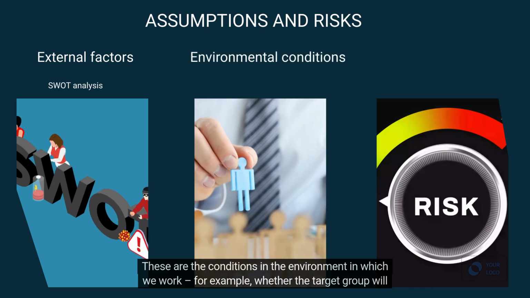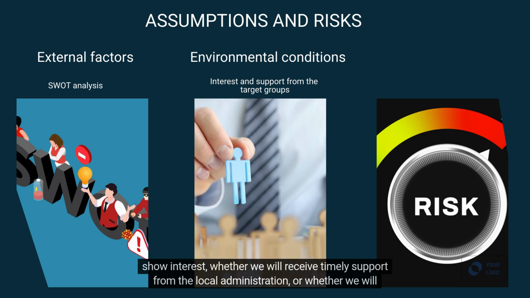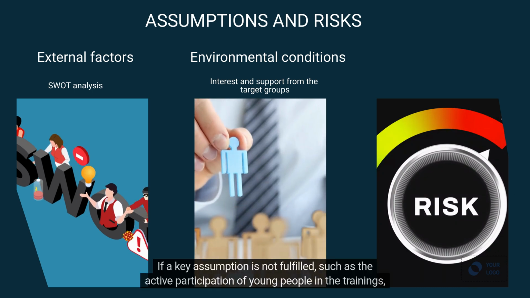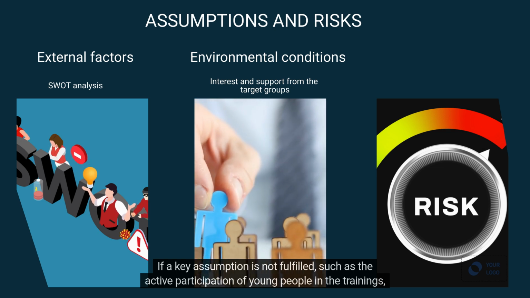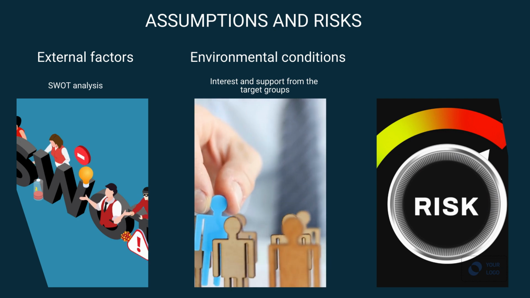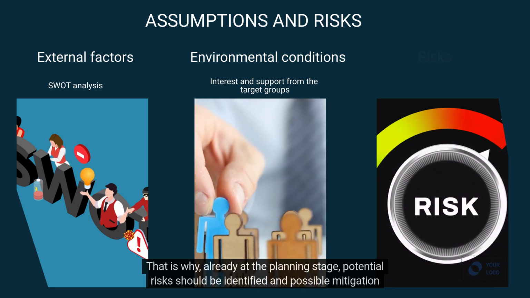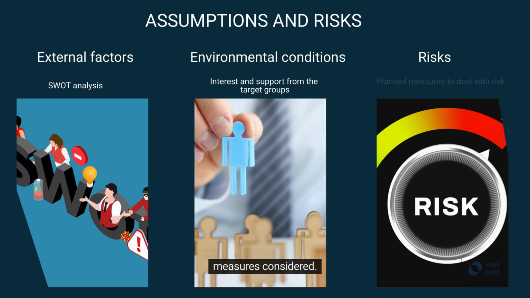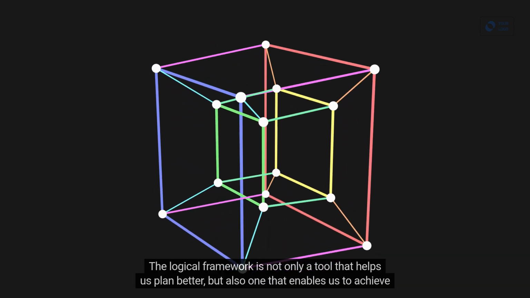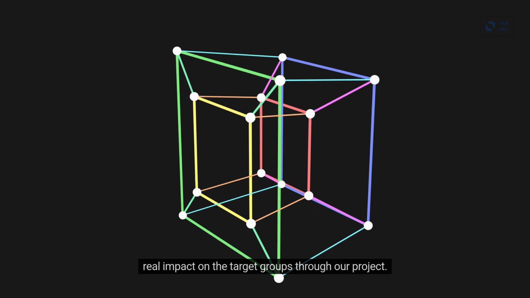For example, whether the target group will show interest, whether we will receive timely support from the local administration, or whether we will be able to find suitable trainers and experts. If a key assumption is not fulfilled, such as the active participation of young people in the trainings, even the best project design may turn out to be ineffective. That is why, already at the planning stage, potential risks should be identified and possible mitigation measures considered. The logical framework is not only a tool that helps us plan better, but also one that enables us to achieve real impact on the target groups through our project.